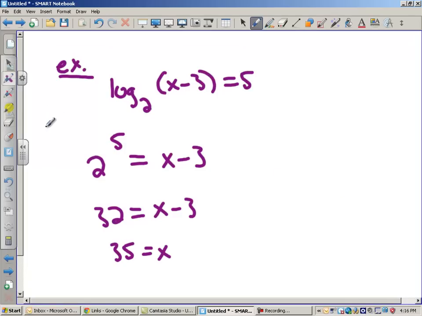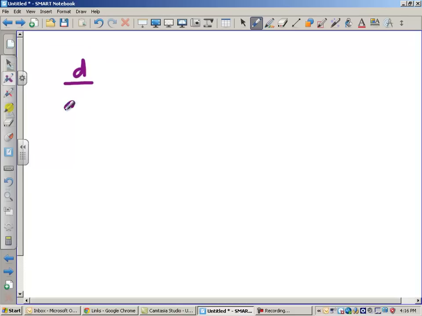Alright, so let's get down to some derivative work now. Right now, we know that the derivative of the natural log of u is u prime over u.